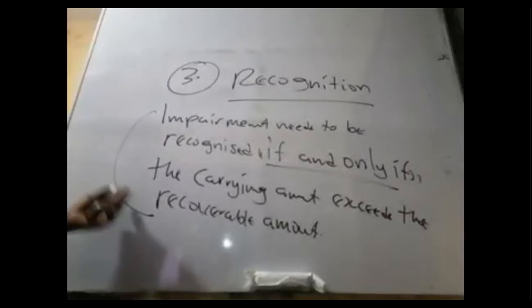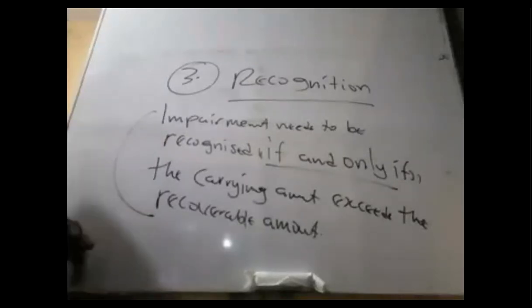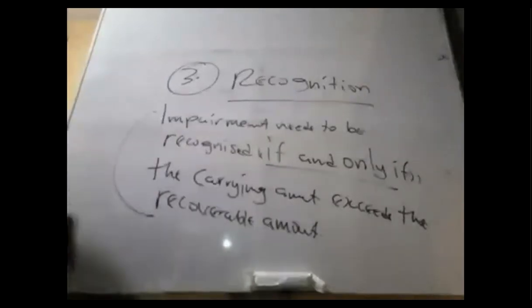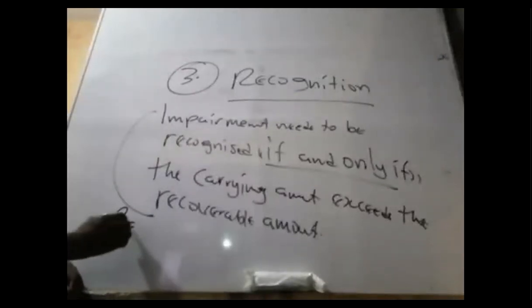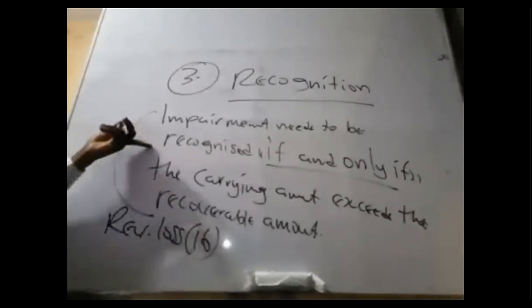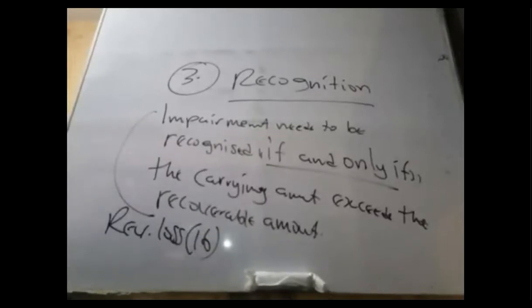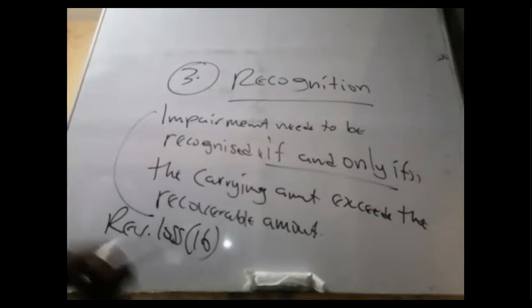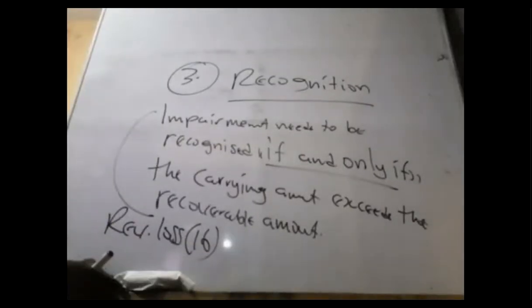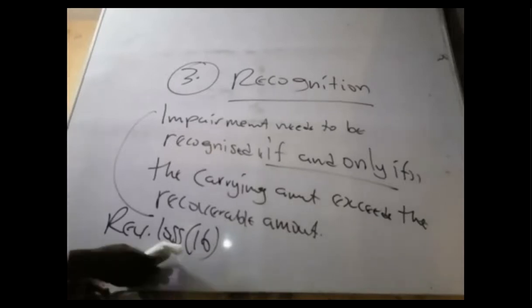Then the accounting treatment of impairment. The way we treat impairment is the same as revaluation loss under IAS 16. All of them come with what? Loss. So take note of that. There are three types of assets we are going to look at: how to treat the impairment of the following assets. So let's see.